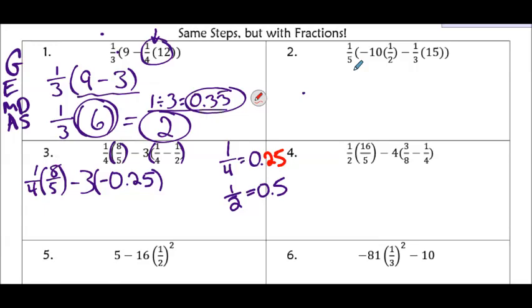Now we have 2 multiplication problems to do. This becomes a little bit trickier to keep all this stuff in the calculator. 1 divided by 4, you should already know that that's 0.25. 8 divided by 5, I would change that into a decimal also. I can comfortably write that as a decimal because I know it's not a repeating decimal. That's 1.6. Minus 3 times negative 0.25.